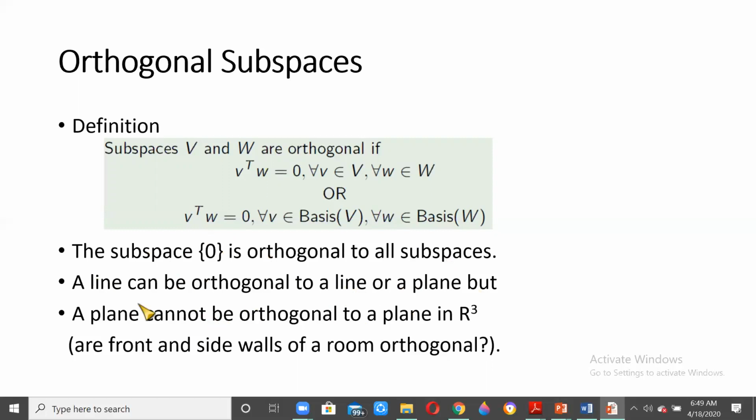So the question is: are the front and side walls of a room orthogonal to each other? To answer this, we check whether there is something common between the front and the side walls. The corner line where they intersect is common, and hence we can say that the side wall and the front wall are not orthogonal to each other.